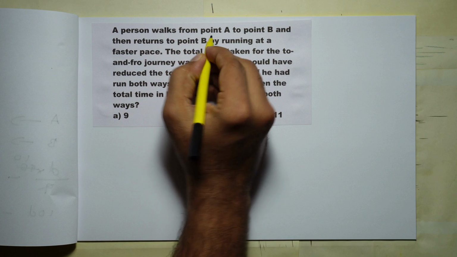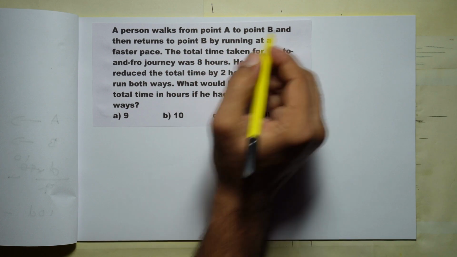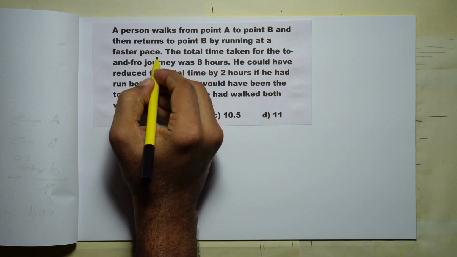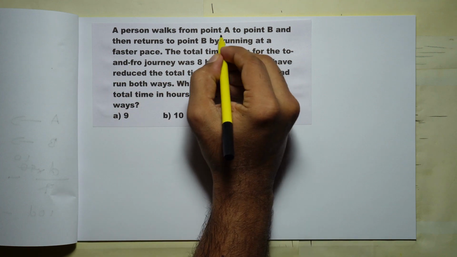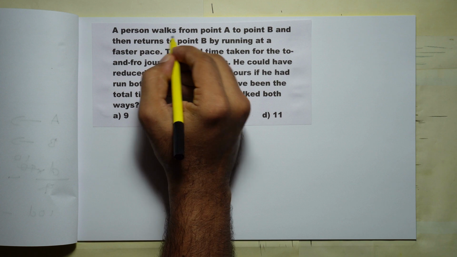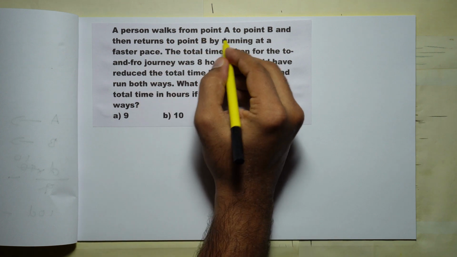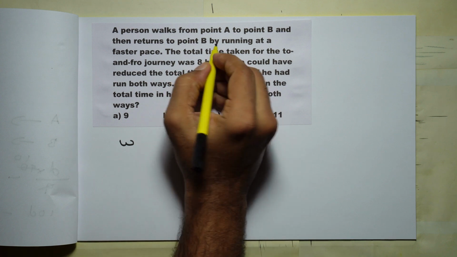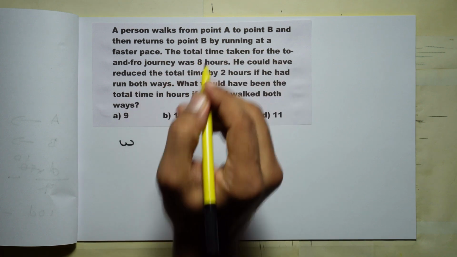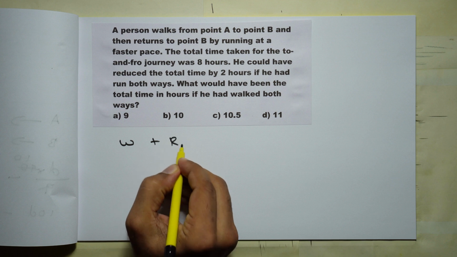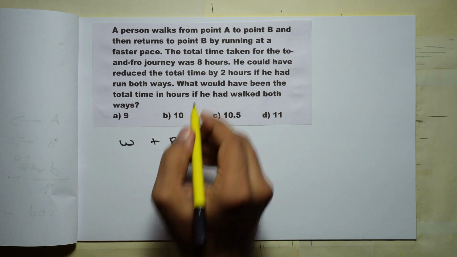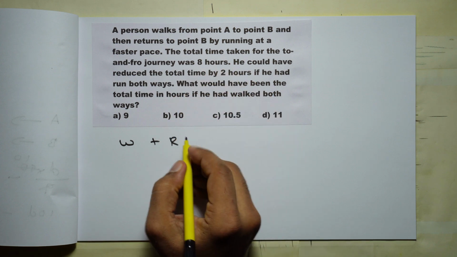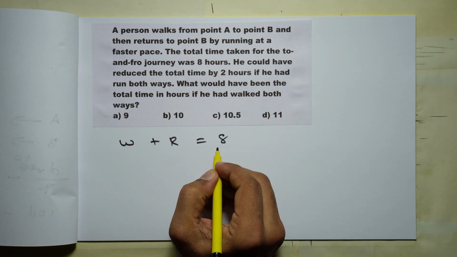A person walks from point A to point B and then returns by running at a faster pace. Initially he goes from A to B by walking, so we will assume the time for walking is W. Then he returns by running, and the time required for running, I'll take as R. The total time taken for the to and fro journey was 8 hours.